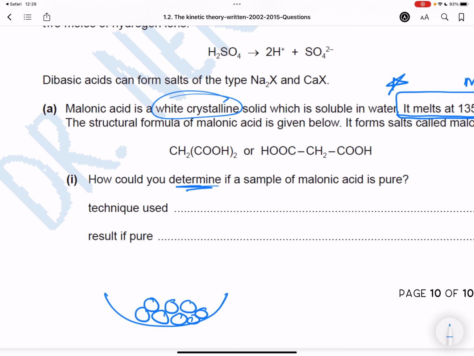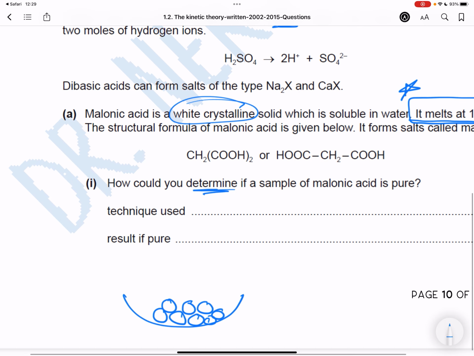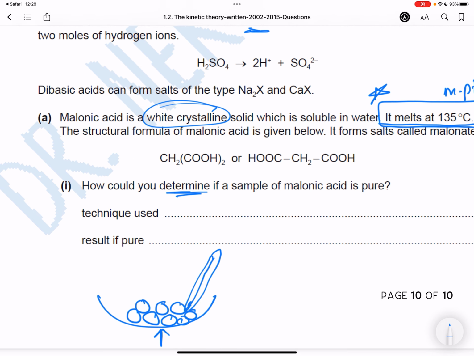What you can do is go to the lab and heat it until melting point and have a thermometer inserted right here and see what the melting point is. If it is 135, then yes, this person is right and this thing is malonic acid. Oh, it's actually saying, how do you determine if it's pure? So if it's exactly 135, then this thing is absolutely pure, 100% malonic acid, no impurities.